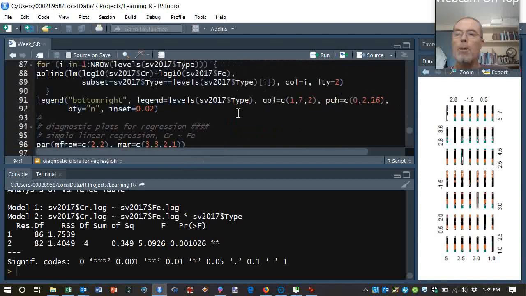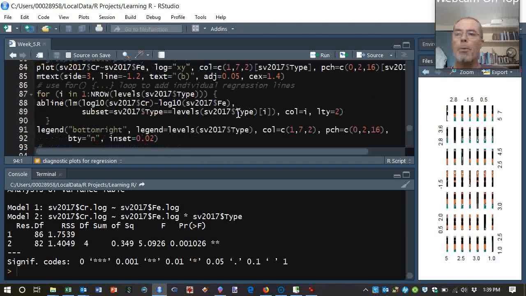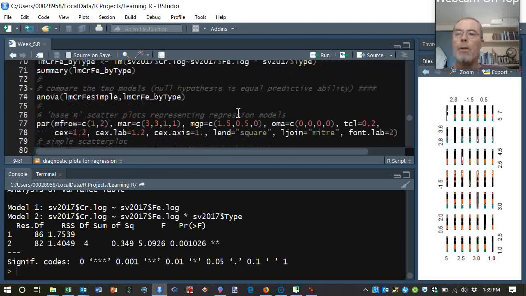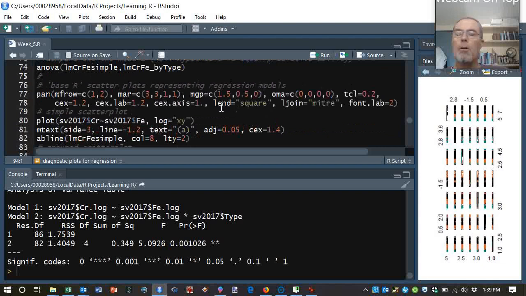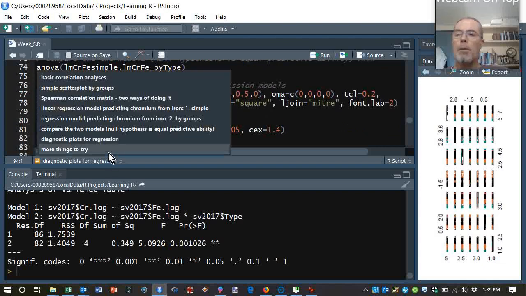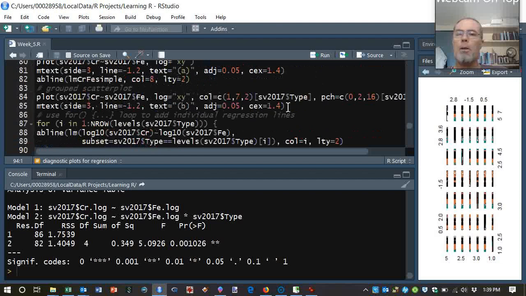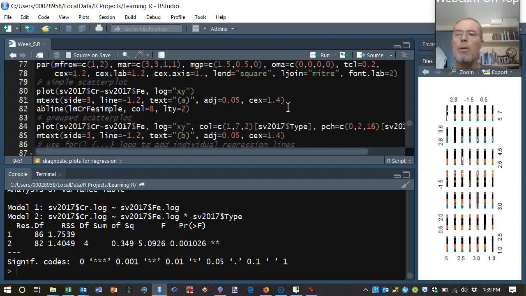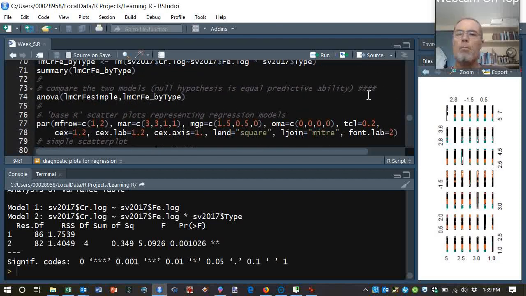Diagnostic plots for regression. Well, probably the first thing I'd do is create some scatter plots. I didn't make a heading there. We can do that. Simple scatter plot. Oh, it's just in the compare two models thing. All right, never mind. I'm going to put two graphs side by side.